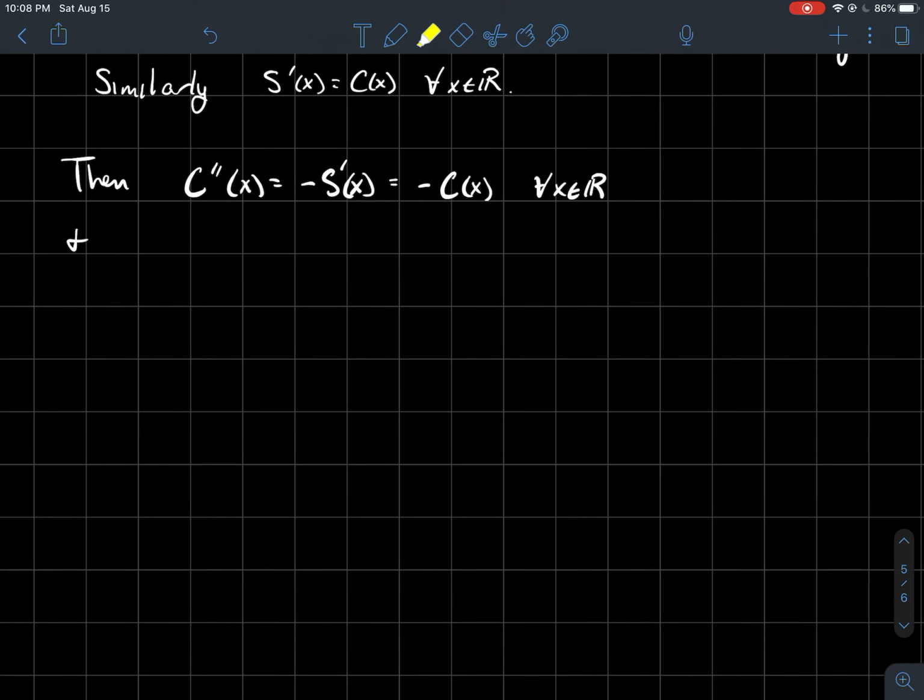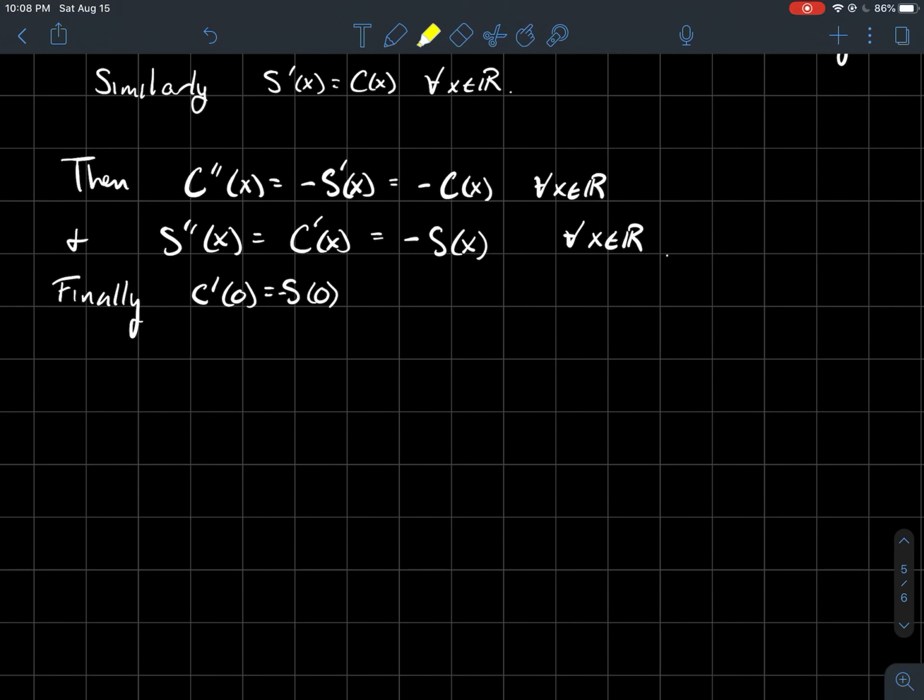And similarly, S double prime. If I take the first derivative of S, that's just C, so I've got to differentiate again since it's double prime, and I know the derivative of C is minus S. So what have I got? I've got that S double prime is minus S. So S satisfies that sort of second order differential equation if that does anything for you.